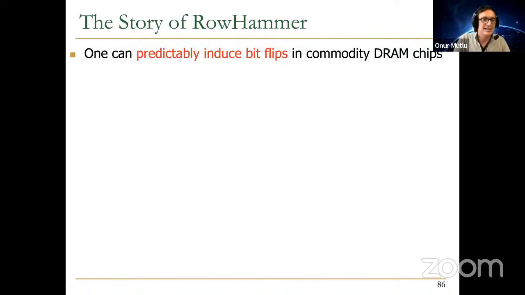Basically, this is the phenomenon that you can predictably induce bit flips in commodity DRAM chips. You can change a 1 to a 0 or a 0 to a 1 predictably without having any permissions. So this should not happen, right? This sucks, actually. Nobody should be able to do this. And if you can do this, that means that you can damage somebody else's system. That means that you can take over somebody else's system and become root and take all of their system and private data, etc. So this is not good.